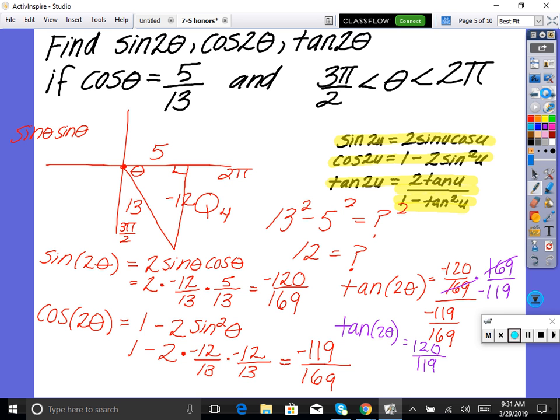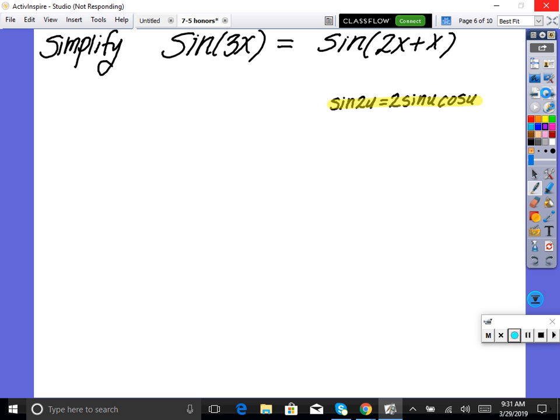All right. Doing good. We are now halfway through the lesson. All right, so this one says simplify sine of 3x, and they tell us to show that sine of 3x is equal to sine of 2x plus x. Okay, so basically it's kind of starting us out in the right direction.